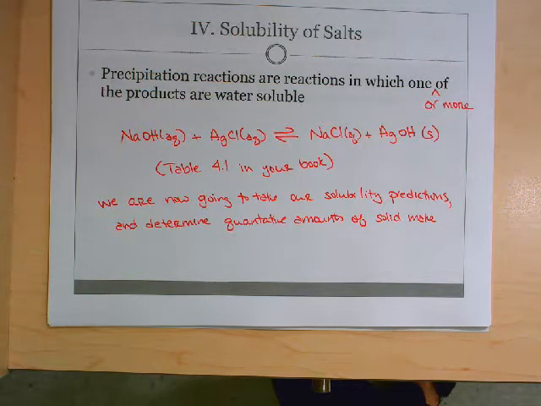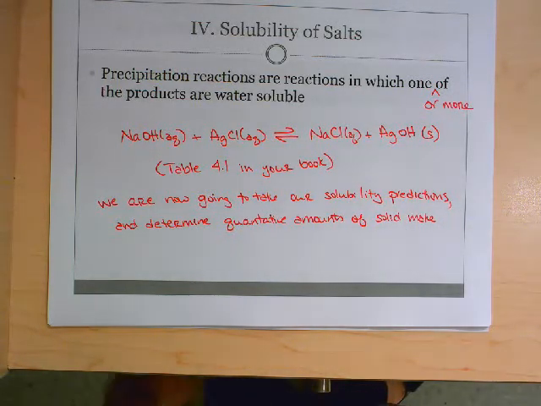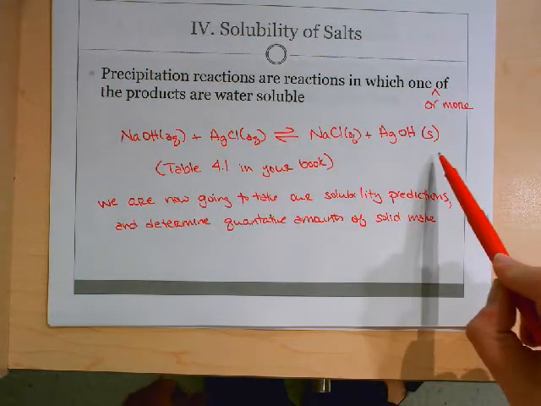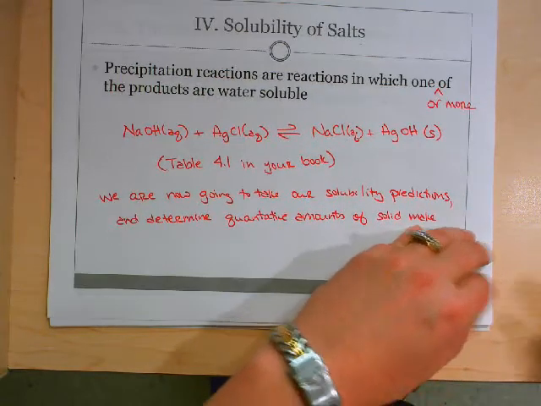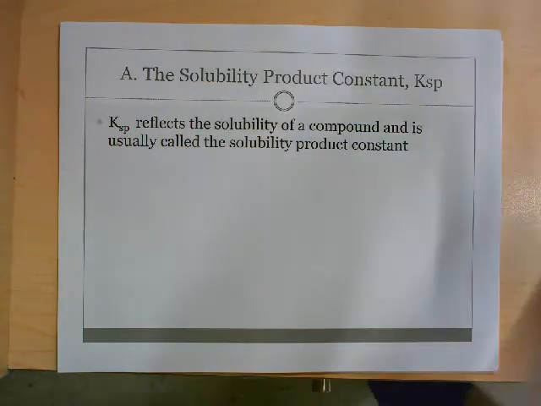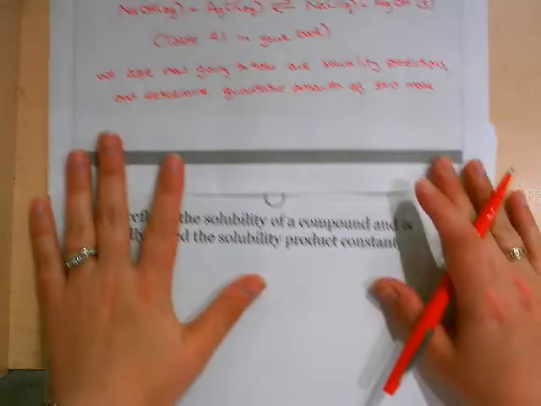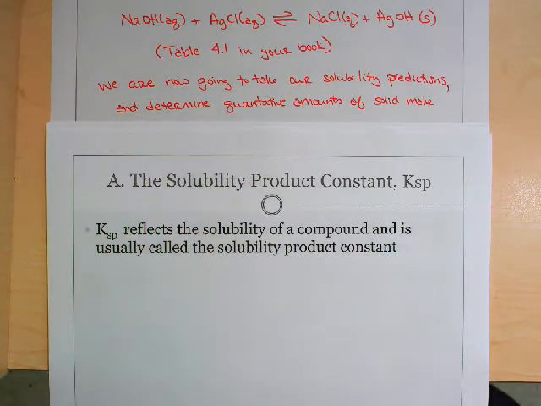So if I wanted to figure out how likely this reaction is to go to products, what letter of the alphabet should I use to talk about its likelihood to go to the product? Big K. This is KSP, the solubility product constant. Big K tells me the products over reactants at equilibrium and reflects the solubility of a compound, and in your textbook specifically it's called the solubility product constant.